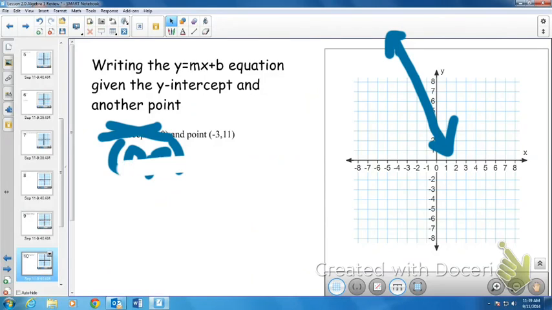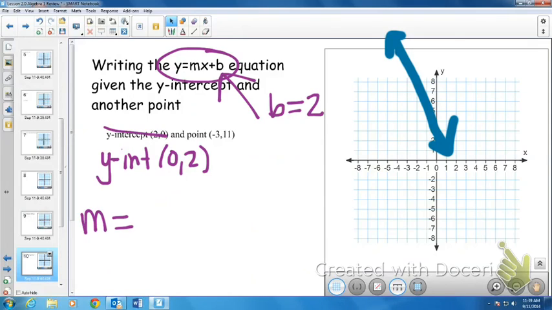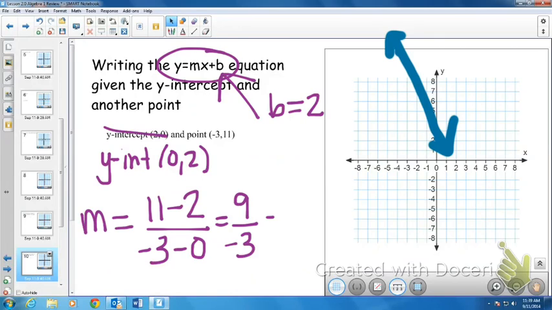Now, I can also write the equation for the line that goes through those 2 points. And so we're going to say y-intercept of 0, 2. That was a typo on my part. Well, if I need to find y equals mx plus b, I know the y-intercept. I've got that. It's 2, so b is 2. All I need now is the slope. If I've got 2 points, I can calculate the slope. So y2 minus y1 over x2 minus x1. And I've got 9 over negative 3, or negative 3. So my equation would be y equals negative 3x plus 2.